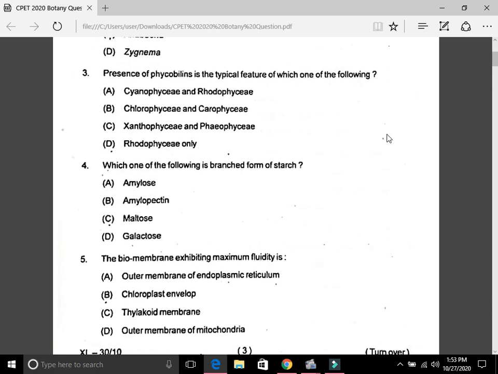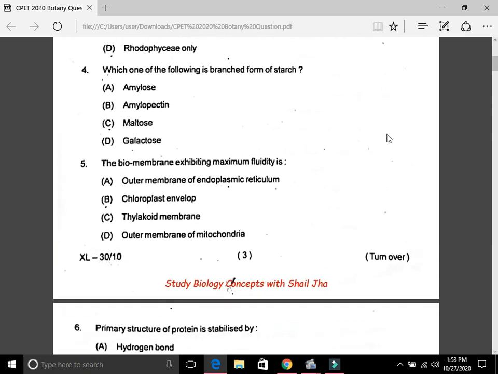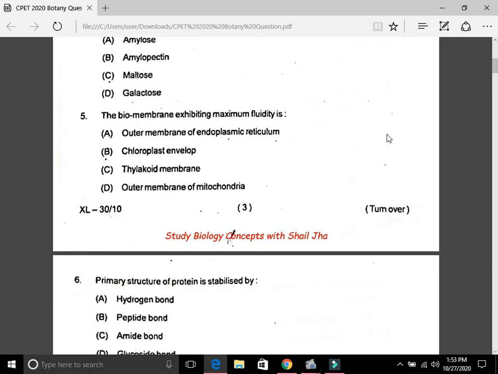Presence of phycobilins is the typical feature of which one of the following? The answer is A, Cyanophyceae and Rhodophyceae. Which one of the following is branched form of starch? The answer is B, that is amylopectin.